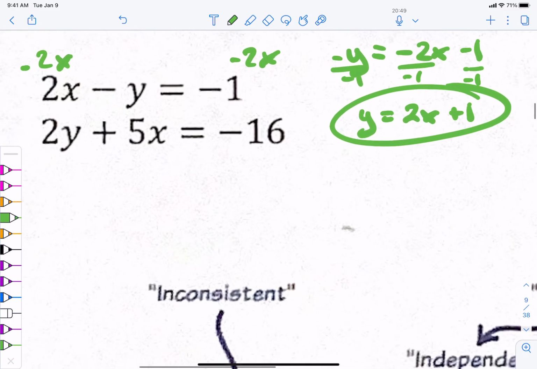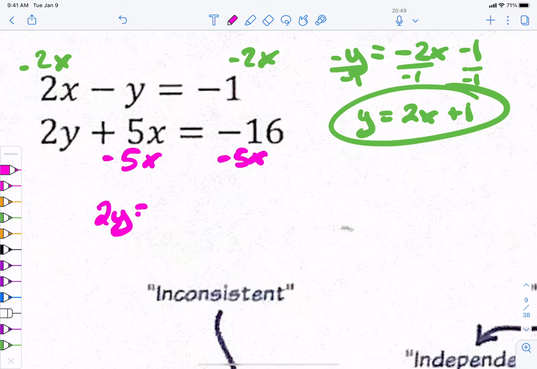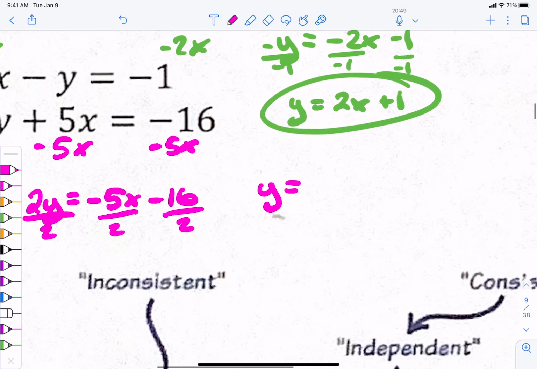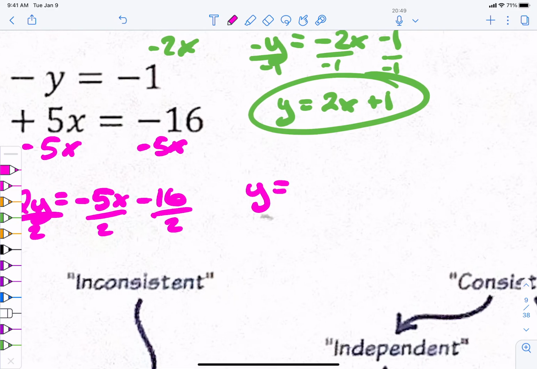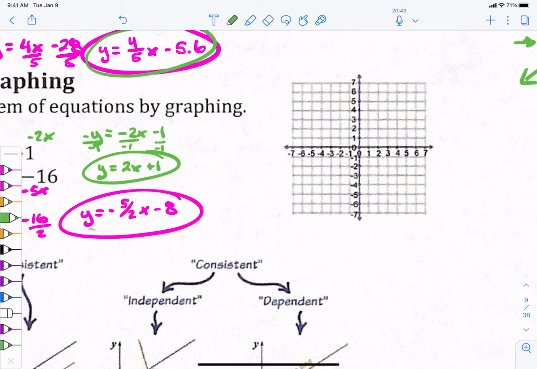And then the second one. Okay, let's subtract the 5x over. Am I going too fast? No? Okay. 2y equals negative 5x minus 16. Then let's divide by 2, and we get y equals what? Negative 5 over 2 x. We'll leave it as 5 over 2 because that's our slope. Minus 8. Okay? And they give us a nice pretty graph over here to graph them.